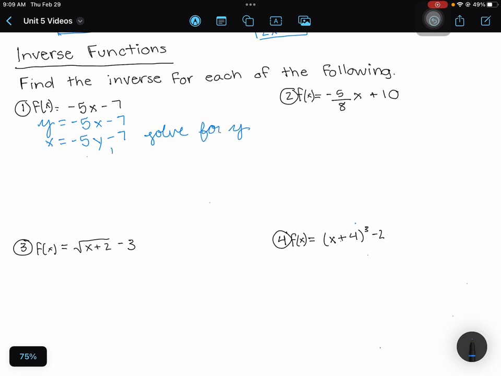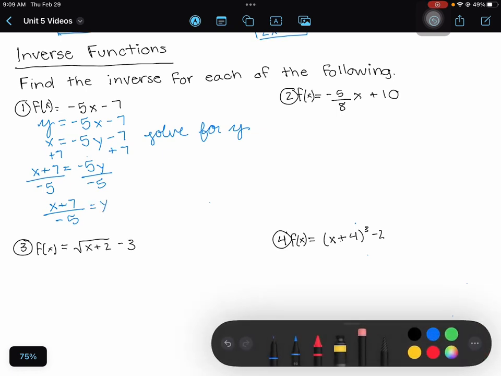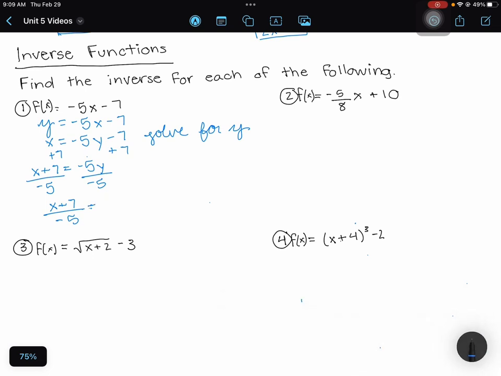So to get y by itself here, add 7 to both sides. And then we're going to divide by -5. And we can just leave this as a fraction. I'm not asking you to separate it any specific way here. And then we want to make sure to use our inverse notation to write what it's equal to, which in this case is f^(-1) of x. So that would be the inverse of the first one.